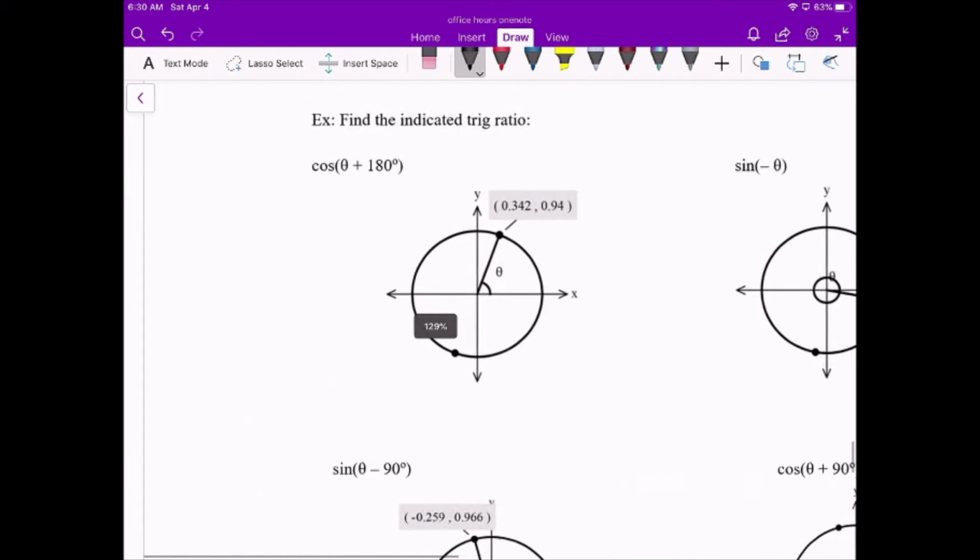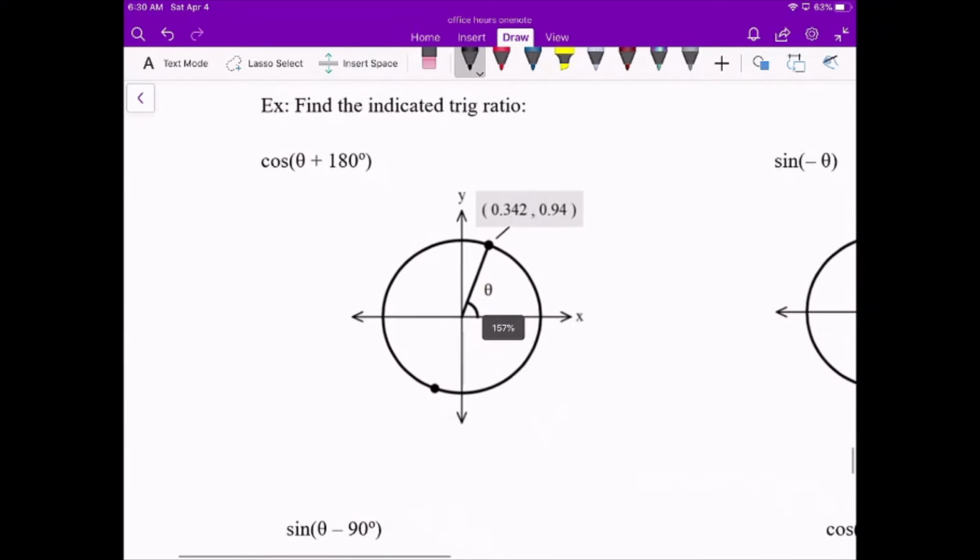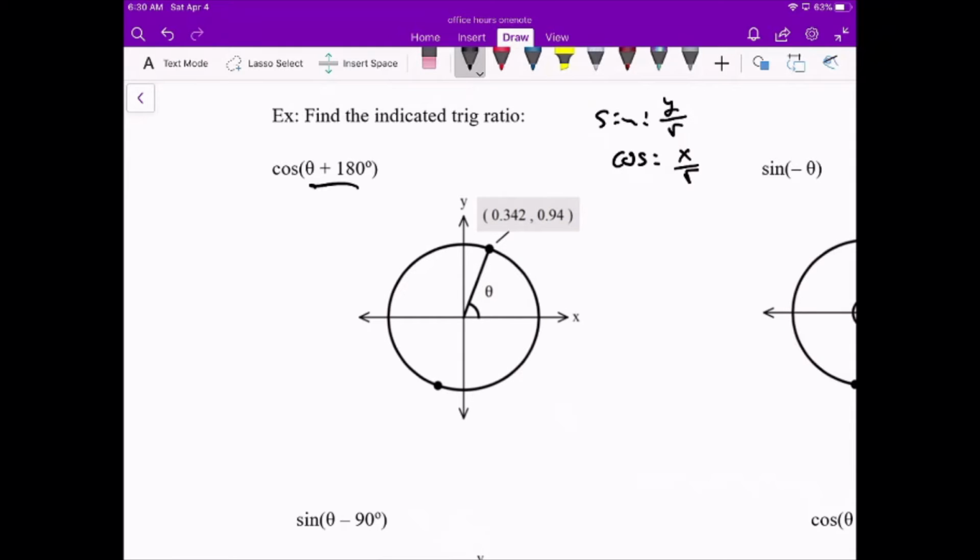All right, for these examples, we're given information about one turn theta and asked for a trig ratio for another. For the first one, the turn is theta plus 180, so I need to start at theta and then turn another 180 degrees, which would get me to there. The coordinates for that point, I think you can see that for the original turn, the x-coordinate was the smaller number, and it's still going to be the smaller number here. So this will be negative 0.342 for the x-coordinate. The y-coordinate was up here at 0.94. On this one, the y-coordinate is down here at negative 0.94.